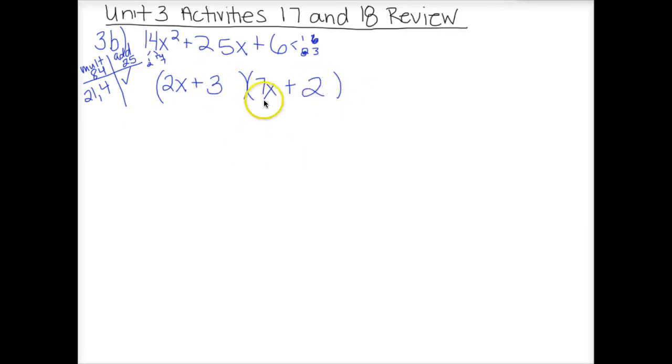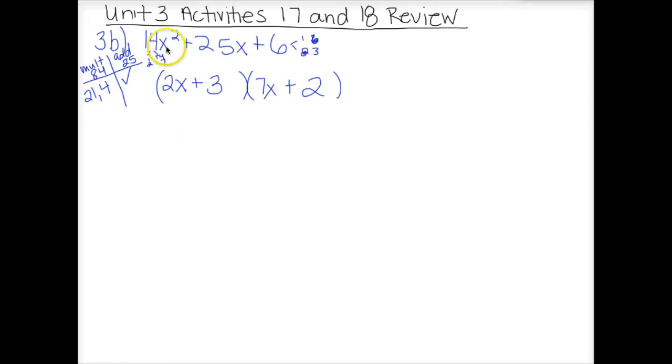So I've guessed. Now I need to check it. So firsts would give me 14x squared. That's good. Lasts, 3 times 2 is 6. So I need to check the insides and outsides. Insides give me 21x. Outsides give me 4x. 21x plus 4x is 25x. So I know that that is the correct factorization. So that's one method you could use, listing out the factors like this and then guessing and checking till you get it right.